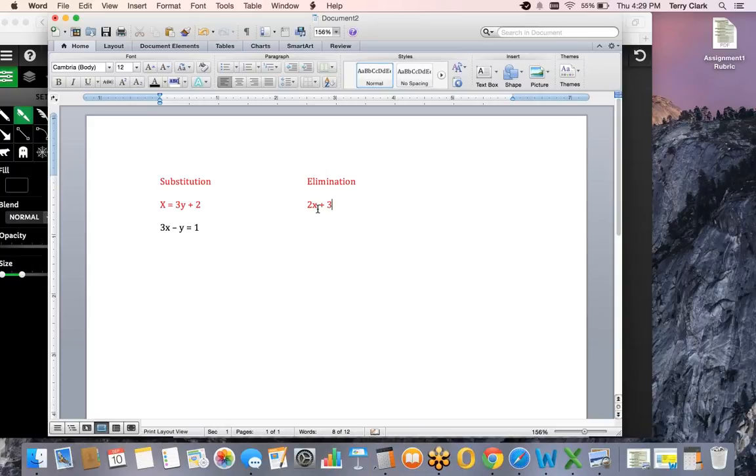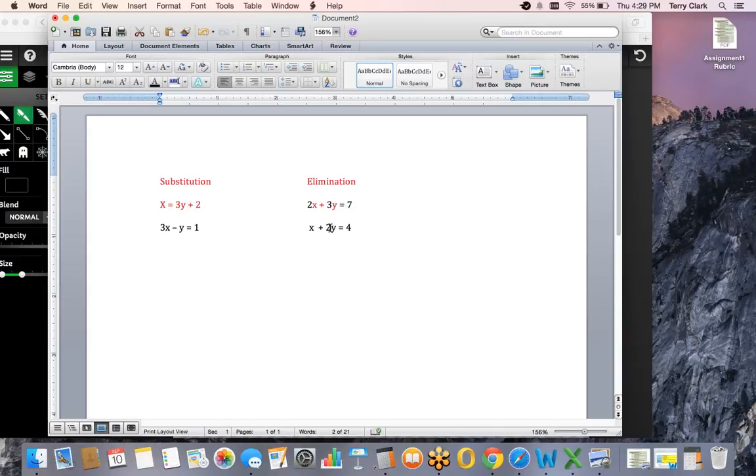2x + 3y = 7. x - 2y = 4, like that. Okay, and let's do some color changing here. Black, that's black. Okay, that's gonna be black.